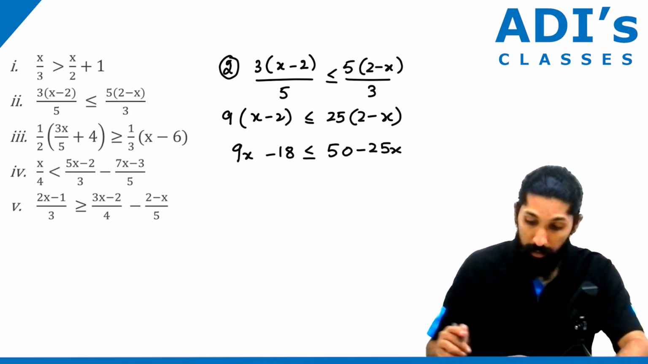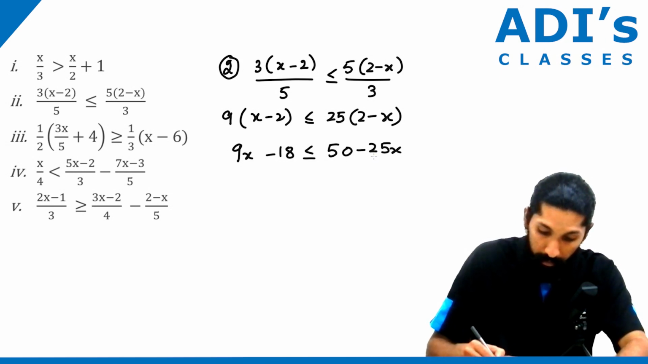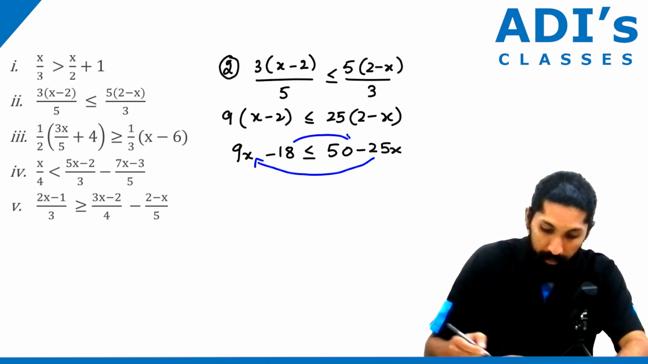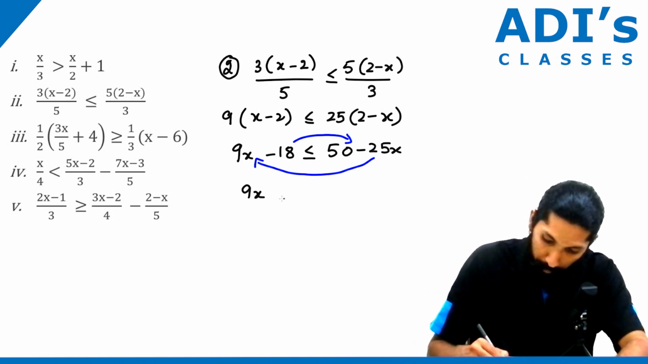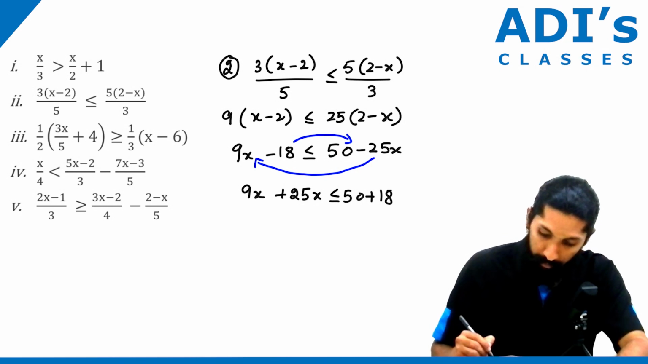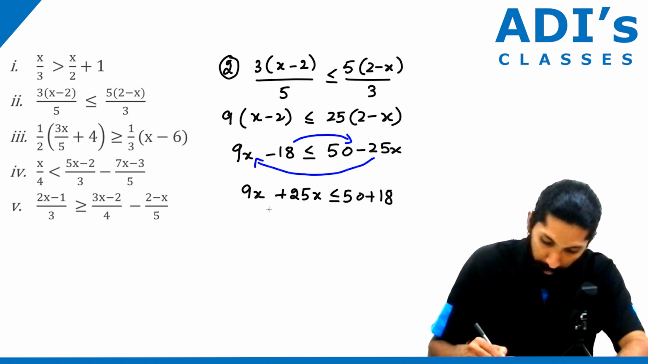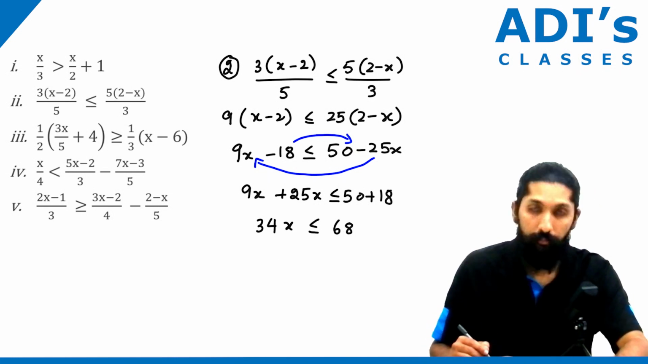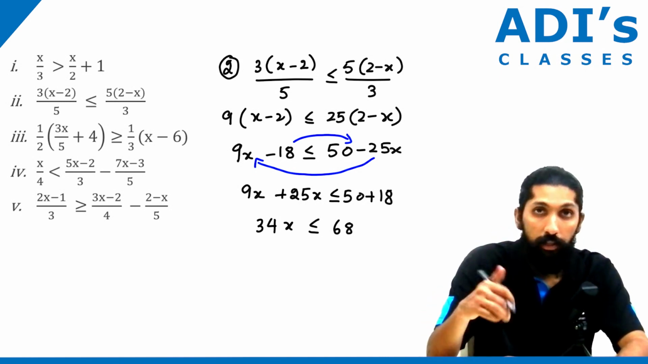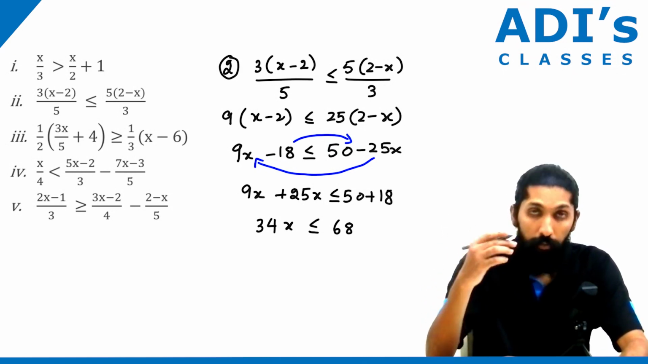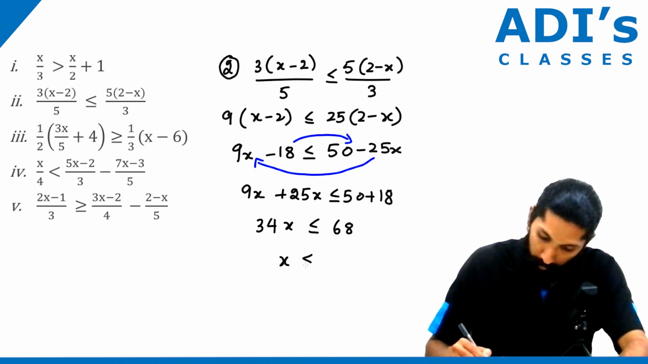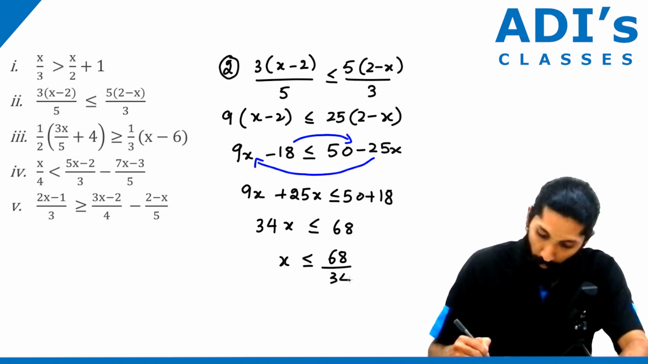Now when you transpose, take the 25x to this side, take the minus 18 to this side. Transpose both the sides. So you get 9x plus 25x less than or equal to 50 plus 18. 9 plus 25 is going to give you 34x less than or equal to 68. Now you have to divide by 34, because you have to find the value of x. So x is less than or equal to 68 divided by 34.